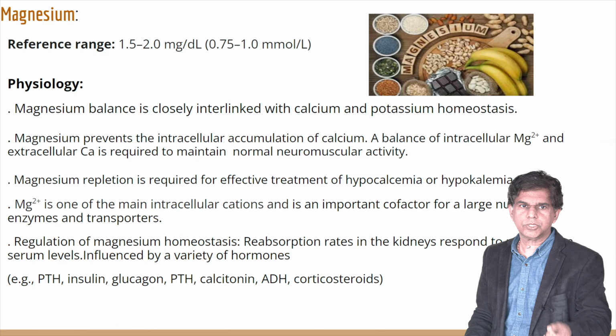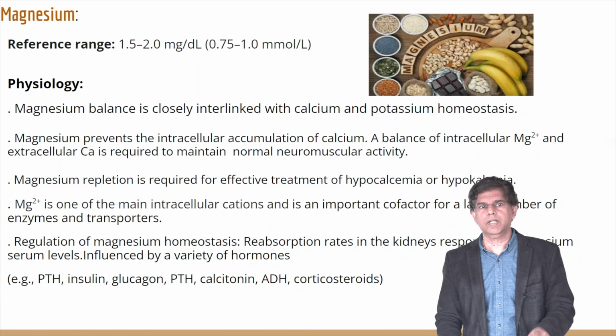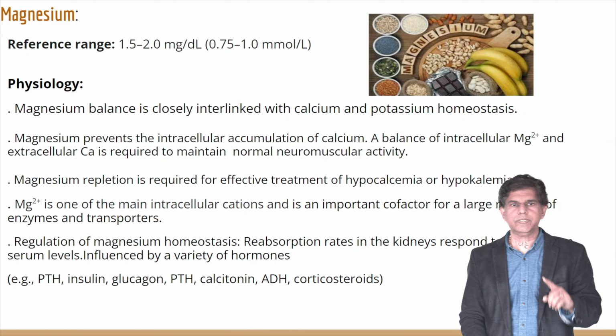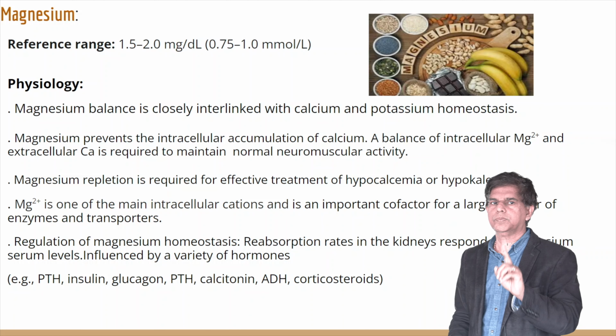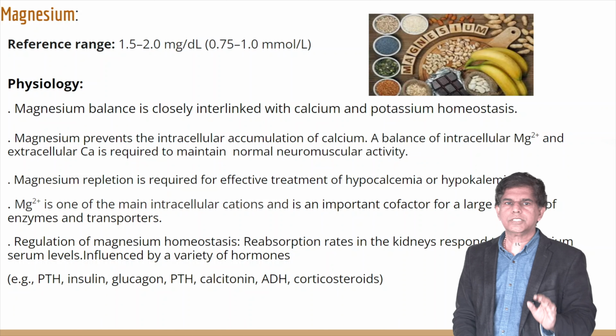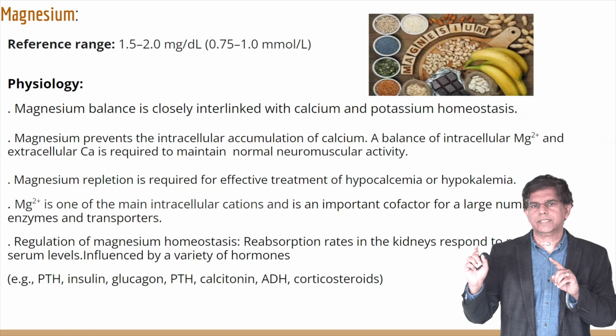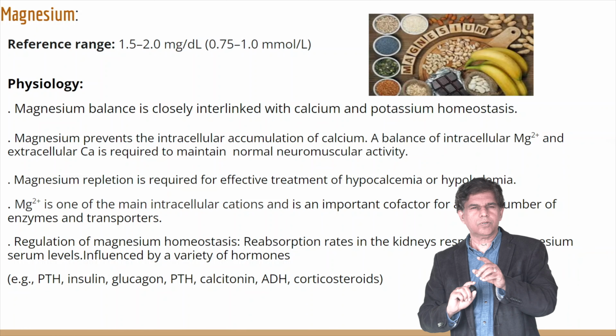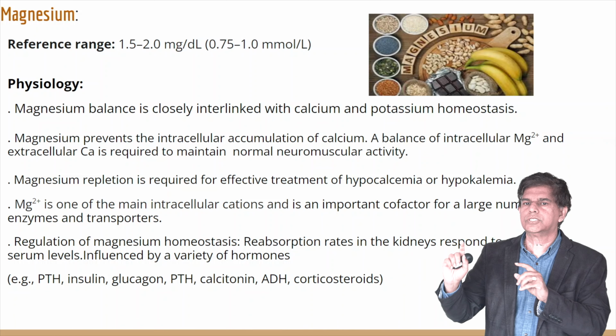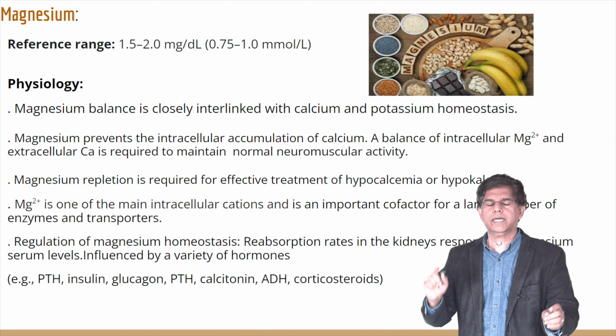So let's get into our topic. When you talk about magnesium, the reference range is the first thing we need to know. It's 1.5 to 2.0, okay? Magnesium balance is closely linked to 2 other electrolytes you need to know: calcium and potassium homeostasis. It's very important to know that. We'll come back to that.